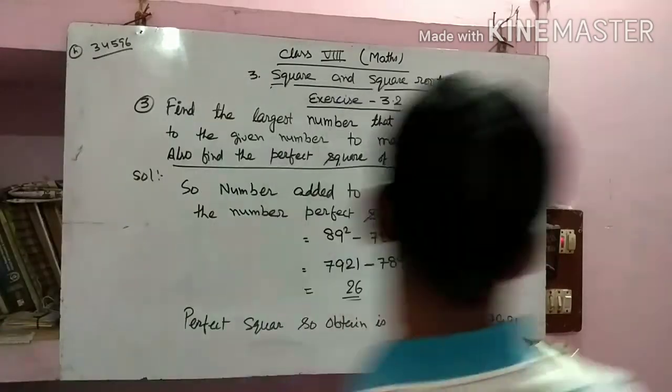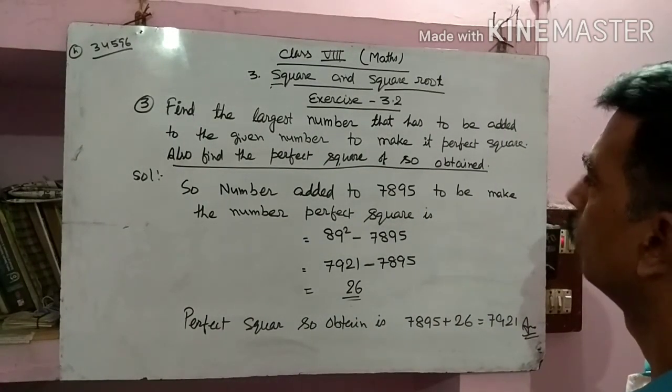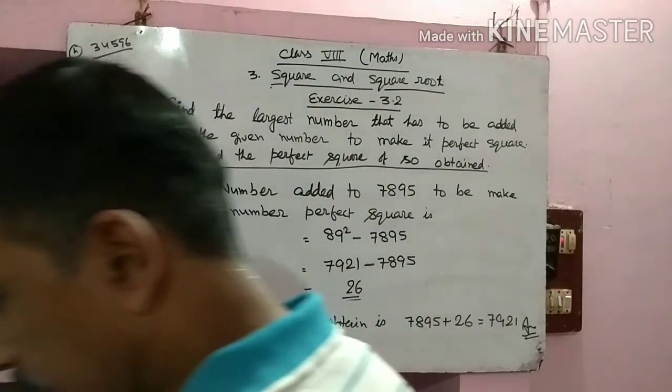Okay, write this one. Now try to find the square root of this. Write this one. Try to solve the remaining questions of this exercise. Okay.